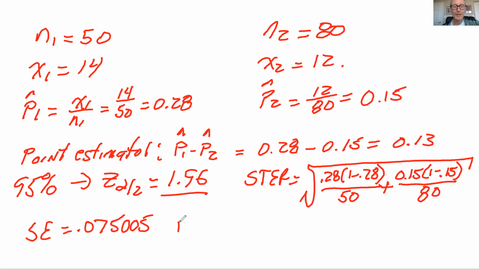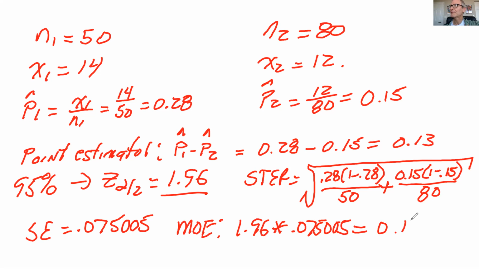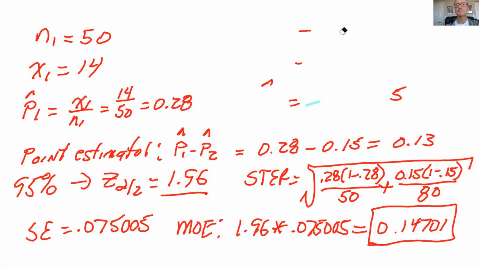So what is our MOE? So our MOE, margin of error, would be 1.96 times 0.075005. And so if you do that calculation, sorry for the pause here, but I need to get the calculator out, it would be 0.14701. There's our margin of error. So I'm running out of room here. So just do a little bit, finish it right up here. Could always stop the lecture and get that, right?